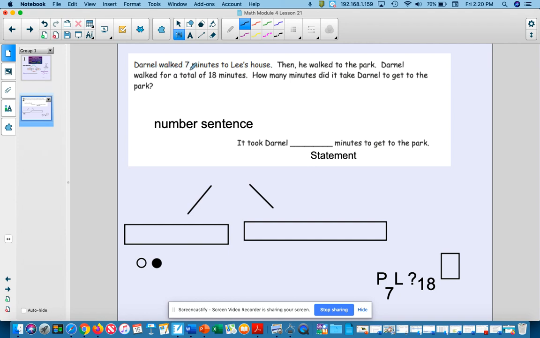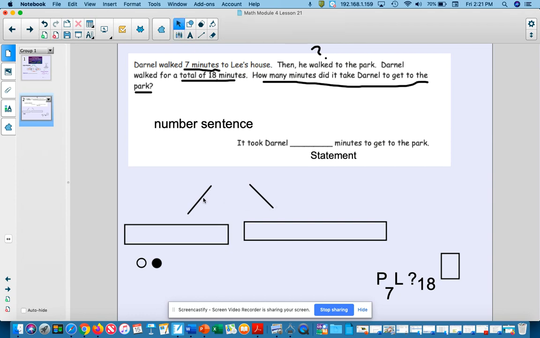So we have Darnell walked 7 minutes. That's important information. Then he walked to the park. Darnell walked for a total of 18 minutes. How many minutes did it take Darnell to get to the park? So that is the question that we need to answer. We want to find out how long it took him to get to the park. And guess what? That's the mystery. We don't know how long it took him to get to the park. So that's the part we need to answer, and we're going to use our tape diagram to do that.